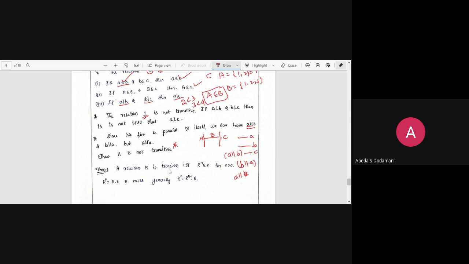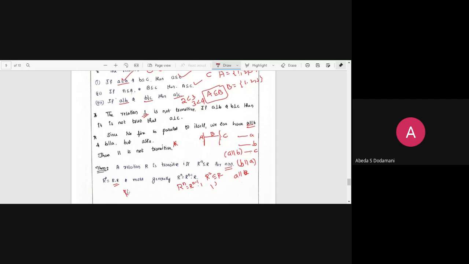A relation R is transitive if R^n, meaning R∘R∘R up to n times, is a subset of or equal to R for every n greater than or equal to 1. That means R square is a subset of or equal to R, R cube is a subset of or equal to R, and so on. Clearly R square means R∘R, and more generally R^n can be written as R^(n-1) ∘ R. If you want to write R2, it is nothing but R∘R. R3 is R square ∘ R, and so on. So this relation is transitive.